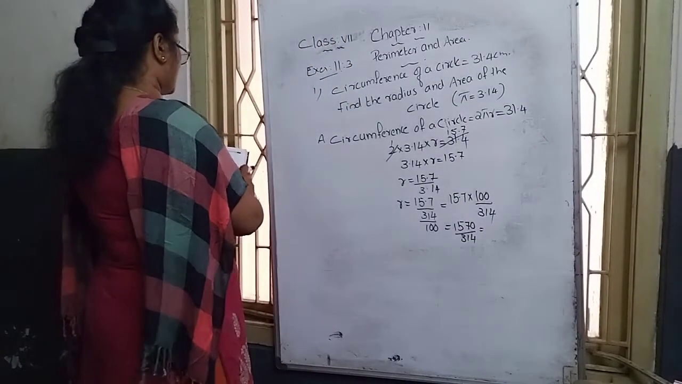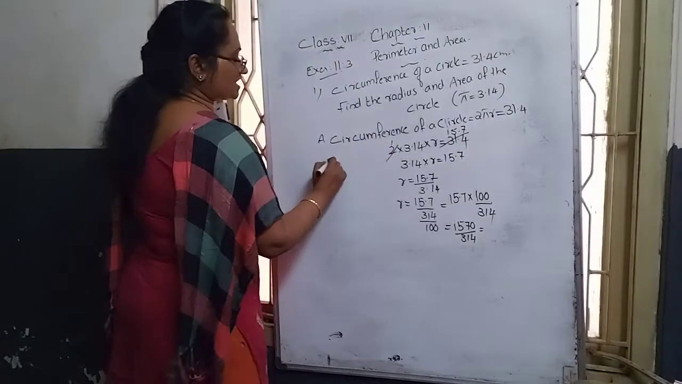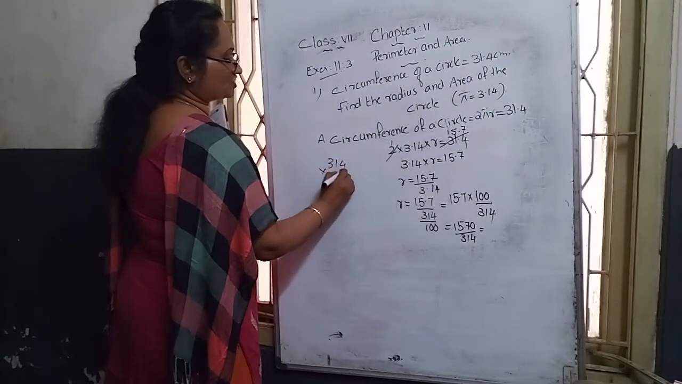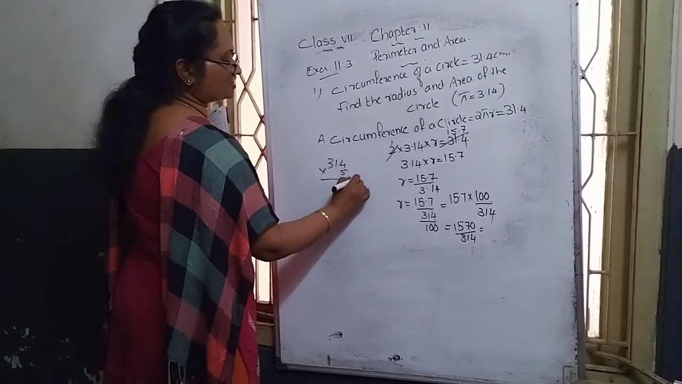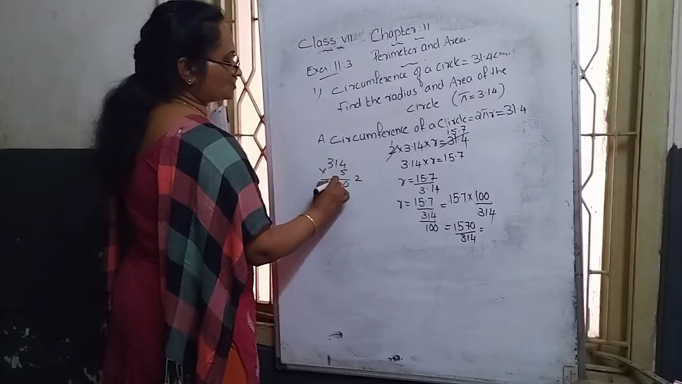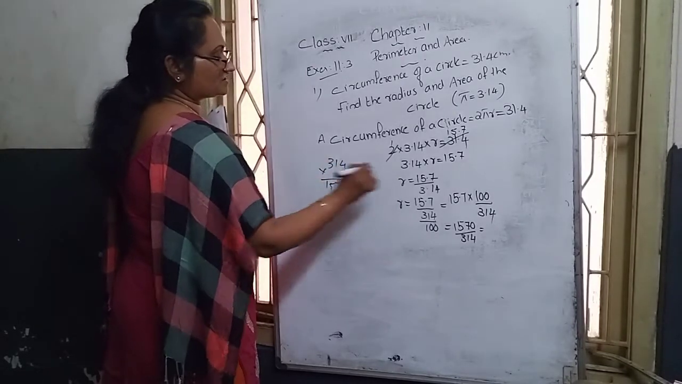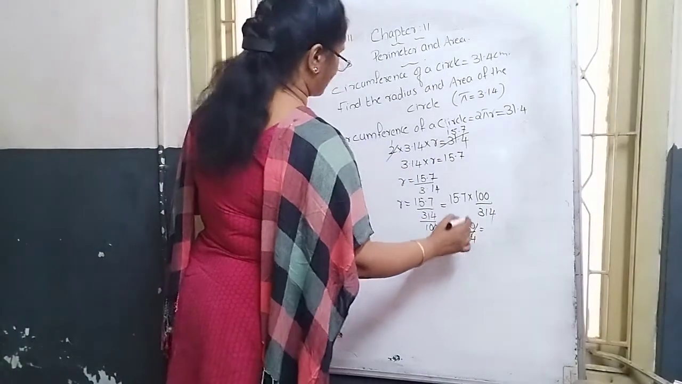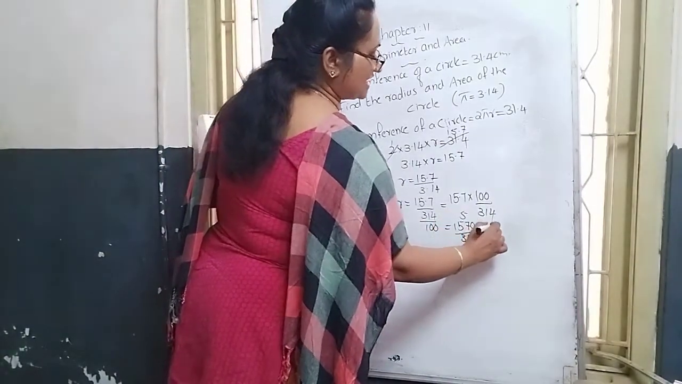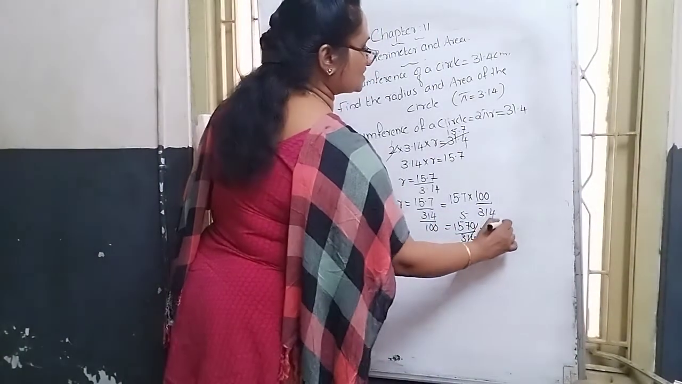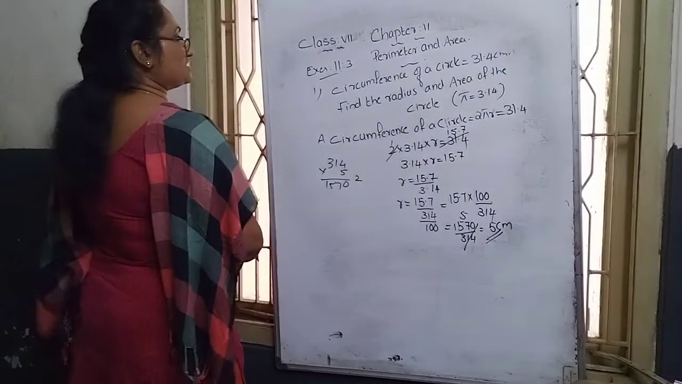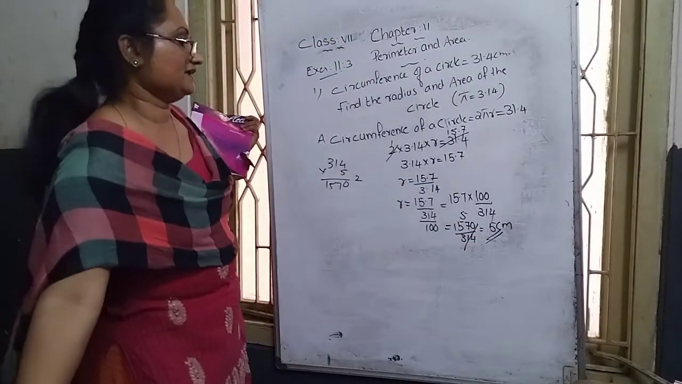Directly, this answer comes in 5 times. See, 314 multiplied with 5: 5 fours are 20, 5 ones are 5 plus 2 is 7, 5 threes are 15. 1570 is correctly obtained. That's why we can cancel with the 5. So the answer becomes how much? The radius is 5 centimeter.